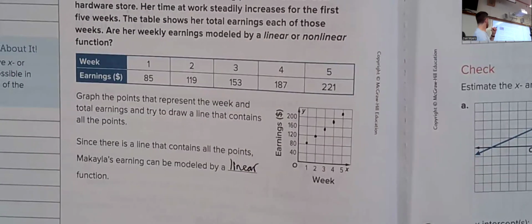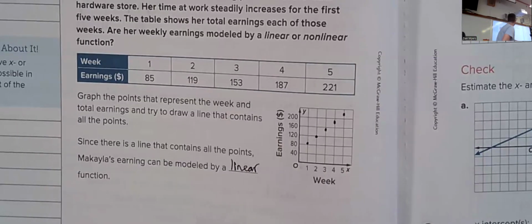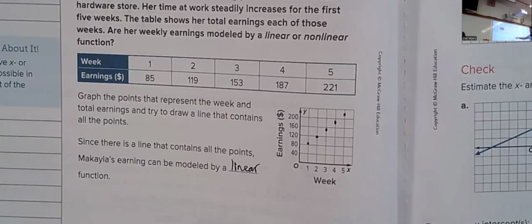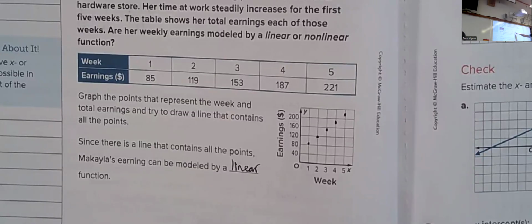By the way, you can also tell this by figuring out the differences. So you can take 119, subtract 85, and you'll get a number. You can take 153 and subtract 119, get the same number. You take 187, subtract 153, you get the same number. Same thing with the last two.